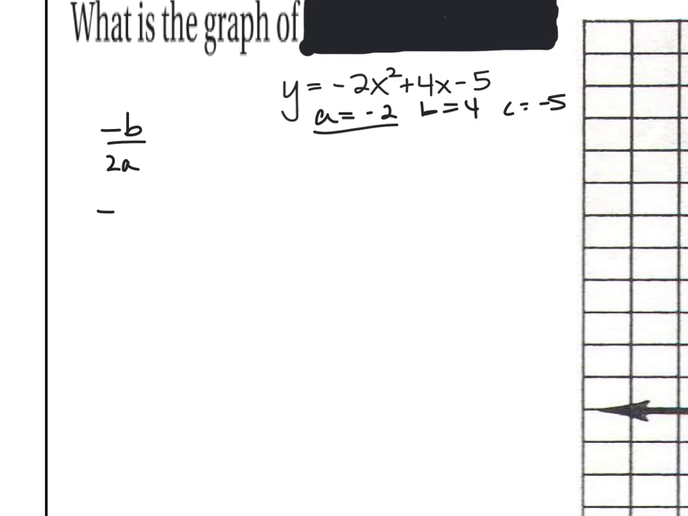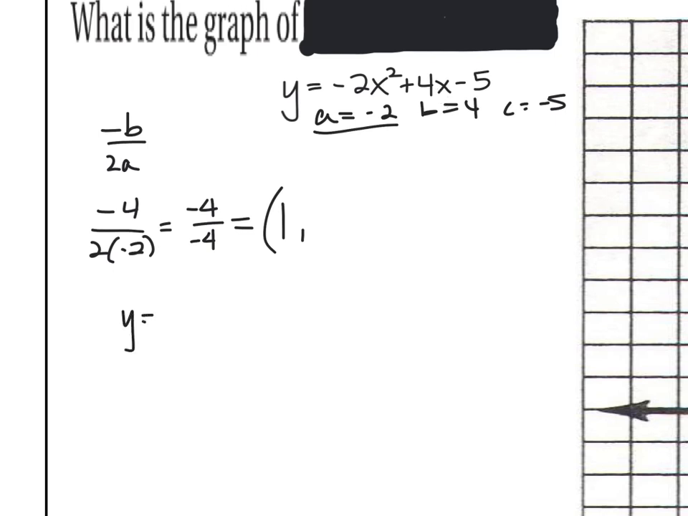I want the opposite of b, that's negative 4, over 2 times a, which is negative 2. So this is negative 4 over negative 4, which should be positive 1. That's the x value of my vertex. And now I'm going to take this positive 1 and plug it in for x.